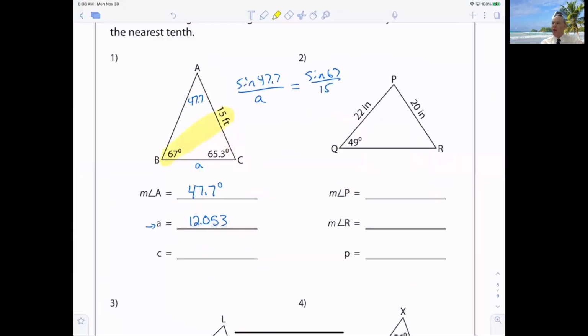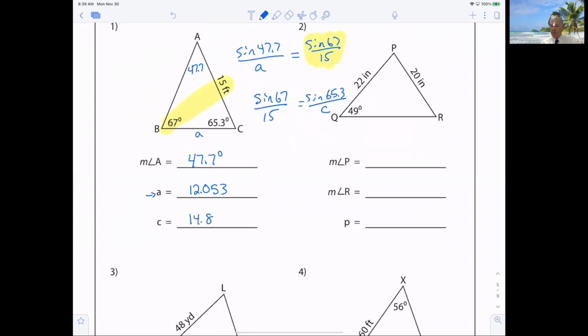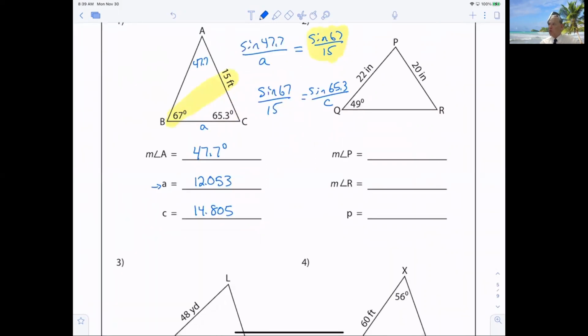Now, let me also tell you this. In my opinion, don't ever use the one that is rounded. So because sine of 67 over 15 was used, that's not rounded. We should stick with that. So now I'm going to say sine of 67 over 15 is equal to the sine of 65.3 over C. Does everybody agree with that? And then cross multiply, divide. And somebody tell me. 14.805. Everybody agreeing with me on that? Any questions?